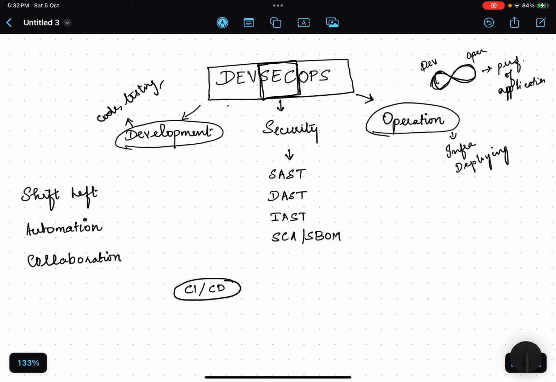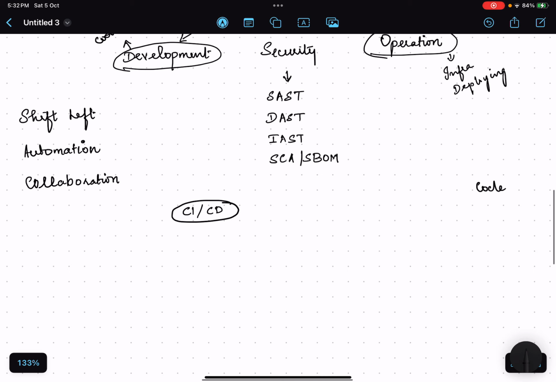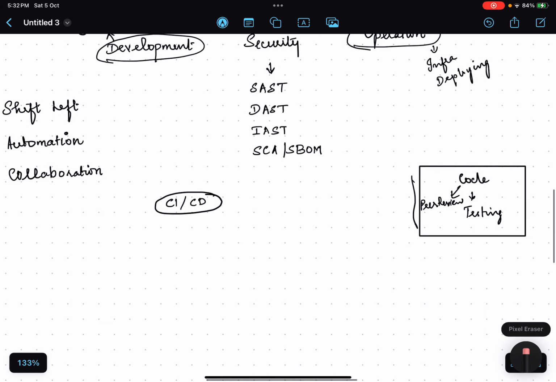Traditionally, people would have written the code, then probably done some unit testing, and then a peer review would have happened, and so on, right? And then once everything is done and the code is almost built and ready for deployment, we would conduct something called security testing. Security testing comprises different scans like SAST, DAST, IAST, SBOM, etc.